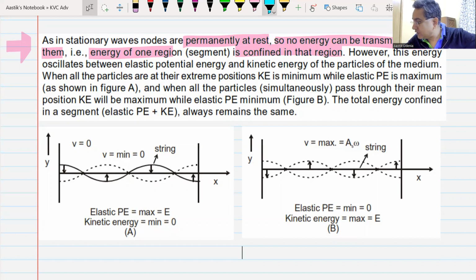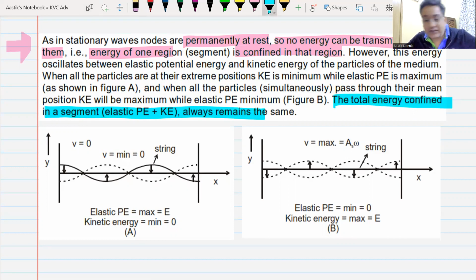Yes, sir. The total energy in a segment will always remain constant. We understand this one as well. Because it is a simple harmonic motion, nothing else, nothing less, nothing more. Do we understand this? Or has this gone above your head and you are saying bye bye?